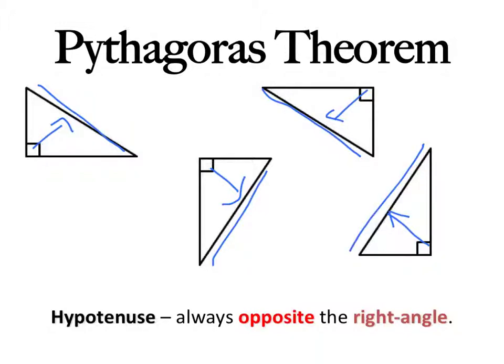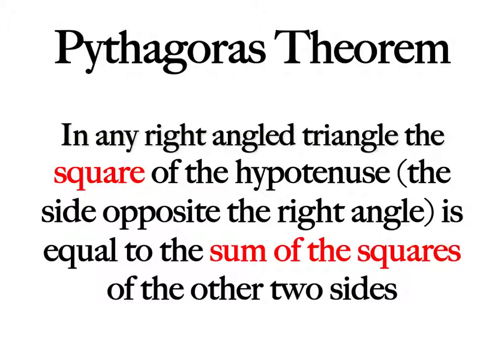So don't look at a triangle and think, oh, that one's the longest. Look at a triangle and say, where's the right angle? Sweet. If that's the right angle, the one opposite's going to be the hypotenuse. Okay, so you have to know where the hypotenuse is because that's essential to know if we're looking at our formula.